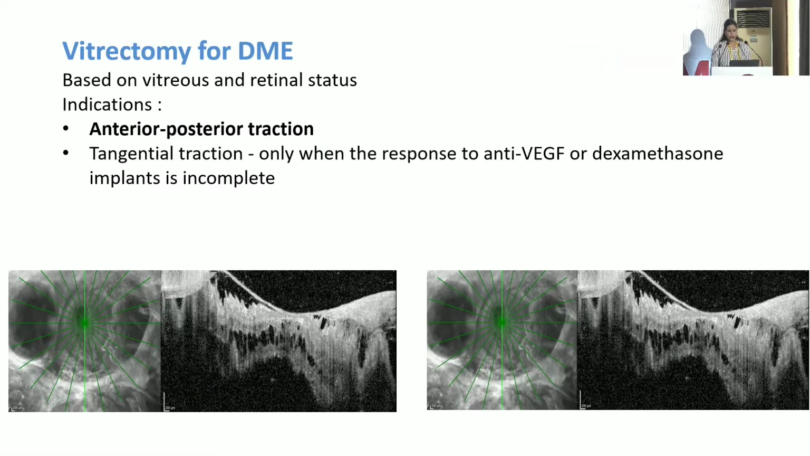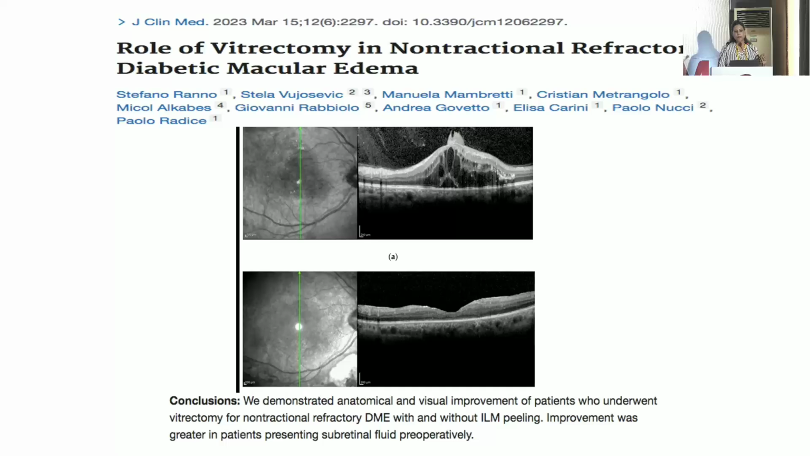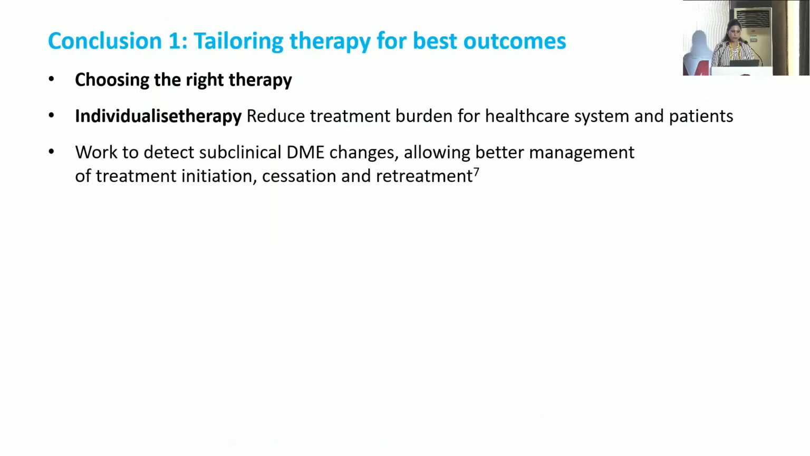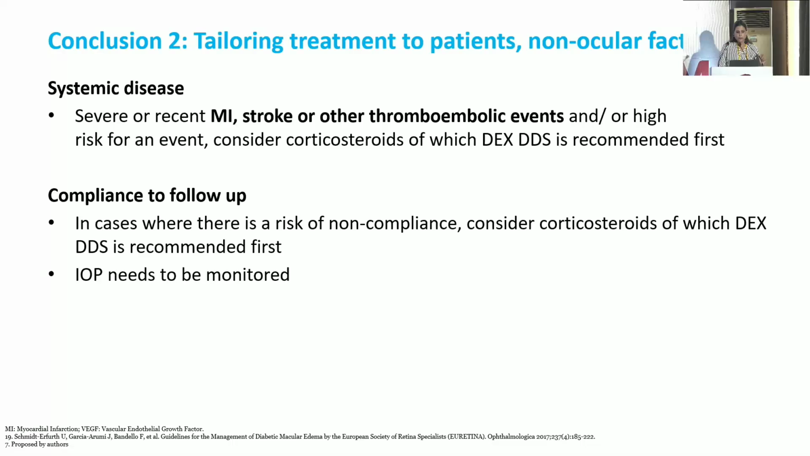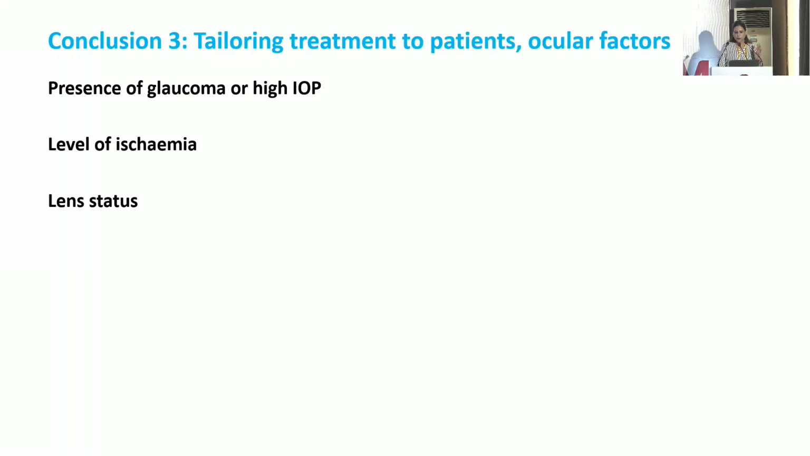Vitrectomy for DME is considered in cases where there is anterior-posterior traction and tangential traction, when it is not responding to anti-VEGF or dexamethasone. But there are cases where vitrectomy has a role in non-tractional refractory diabetic macular edema as well. So the conclusion is tailoring therapy for the best outcomes: tailoring treatment to patients considering the non-ocular factors as well, and considering the ocular factors.